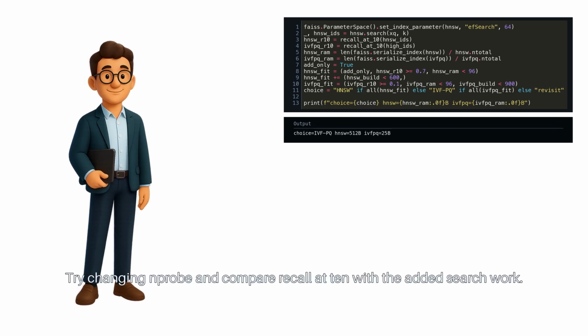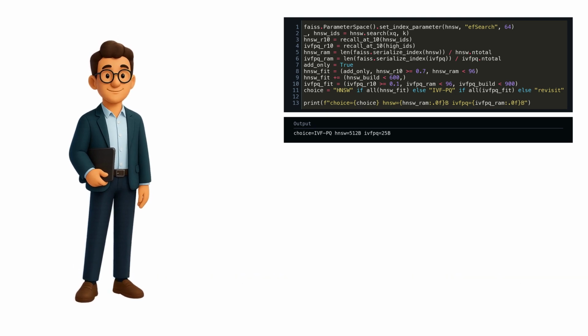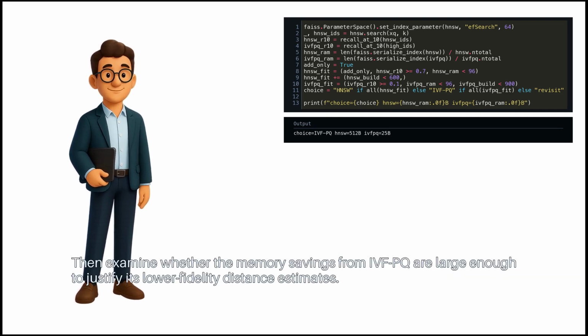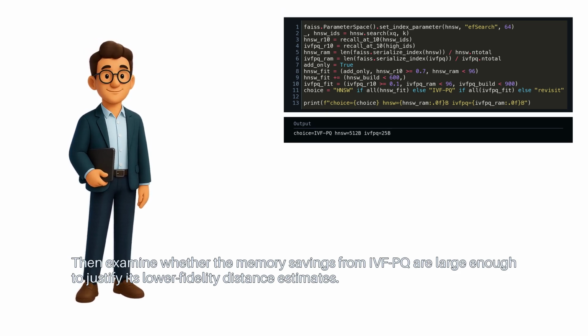Try changing nprobe and compare recall at 10 with the added search work. Then, examine whether the memory savings from IVF-PQ are large enough to justify its lower fidelity distance estimates.